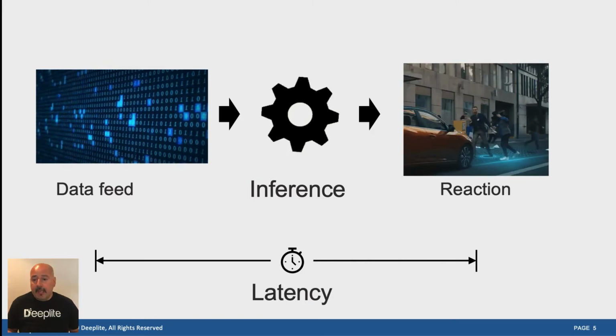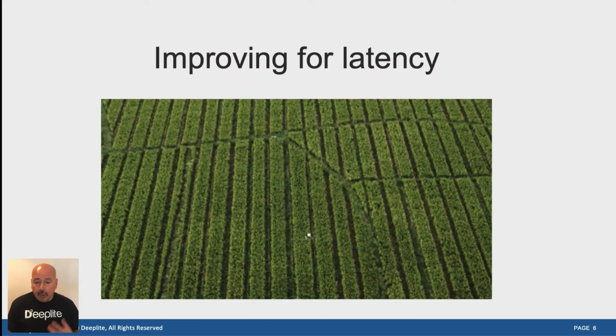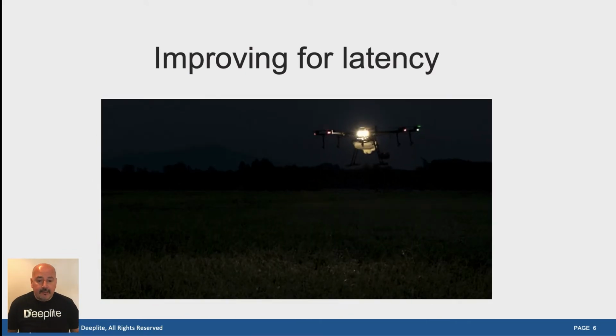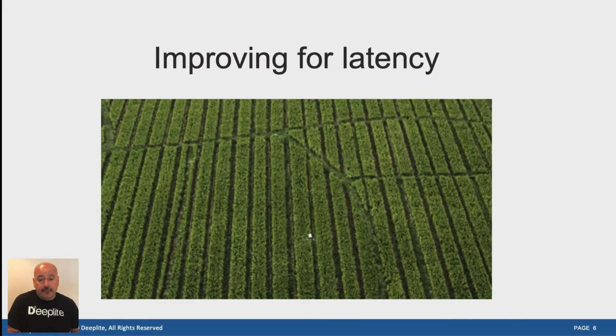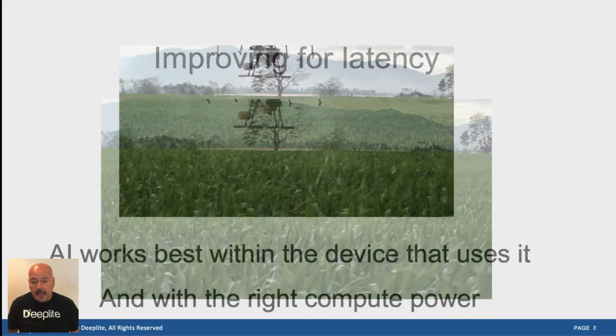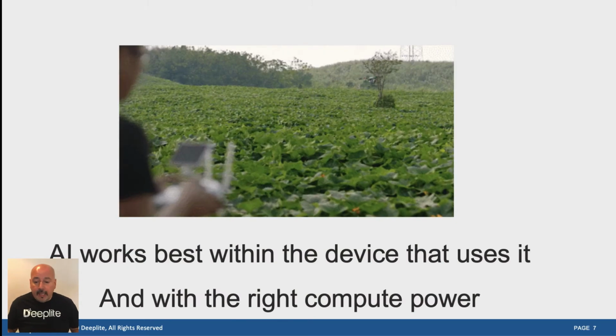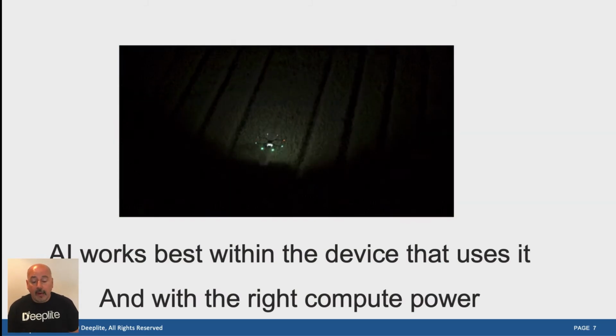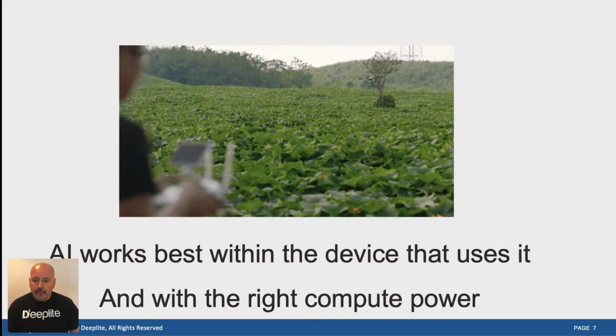Traditionally, you can speed up AI a couple of ways. First of all, the closer the AI is to the action, the faster the decision. Second, having the appropriate computer resources, faster computers, means faster AI. So ideally, AI works best when it's embedded in the device that's using it and has the suitable processing power to run it. So what's the problem?